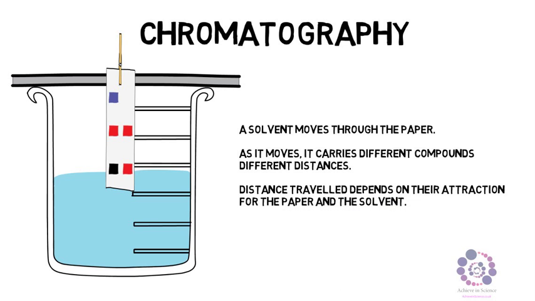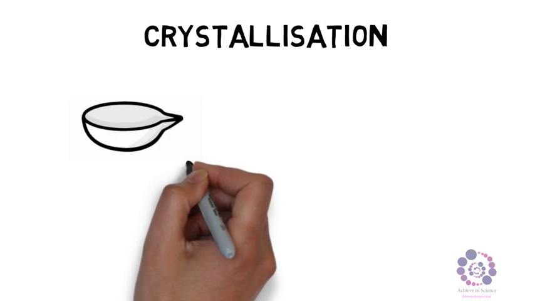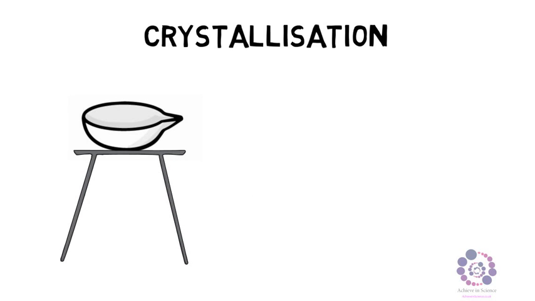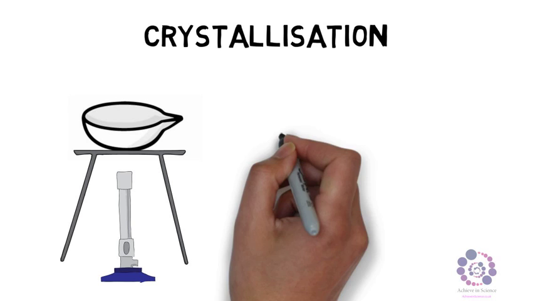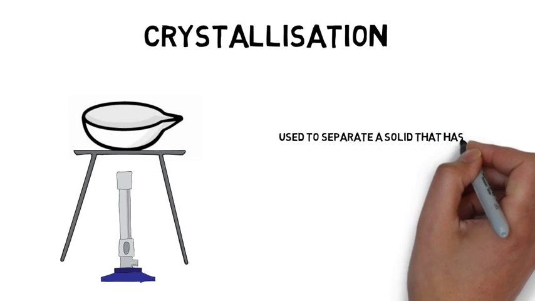The final process that we need to go through is crystallization. You maybe have or use crystallization dishes at school. You usually place these over a Bunsen burner on a tripod. This process is used to separate a solid that has dissolved in a liquid and made a solution. This process would therefore be used to extract salt from salty water.